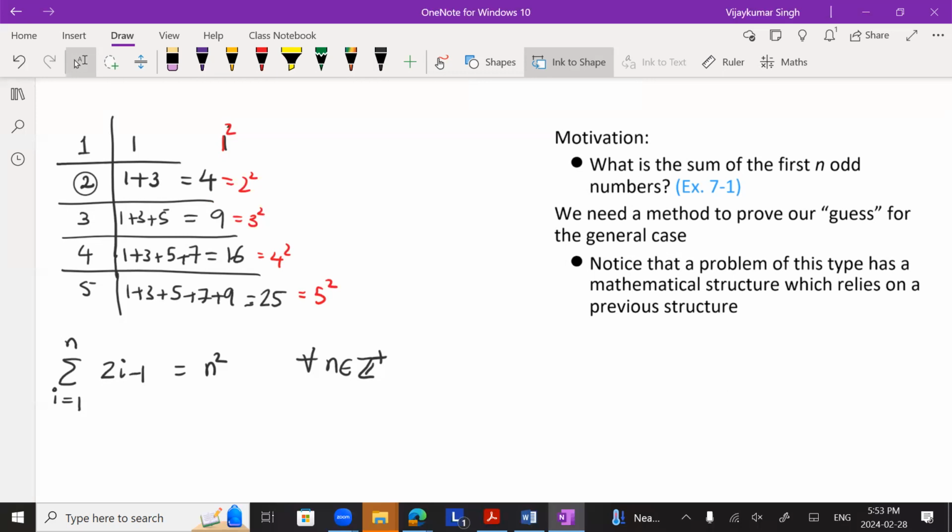So let's try to look at it. We need to prove our guess in the general case, right? And notice that a problem of this type has a mathematical structure which relies on the previous structure. What do I mean by that? You have 2 squared, and then you add, and you're getting to 3 squared. You're looking at the previous one and then making a guess for the next one, and so on and so forth. So we are somehow using the previous structure to get to the next one. This leads to the concept of mathematical induction. I haven't said anything formal yet, but this is the underlying motivation. So let's see what it is.